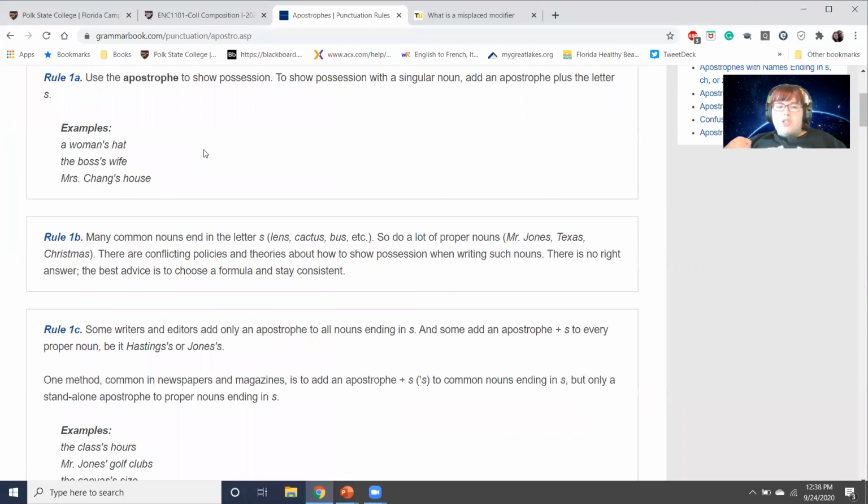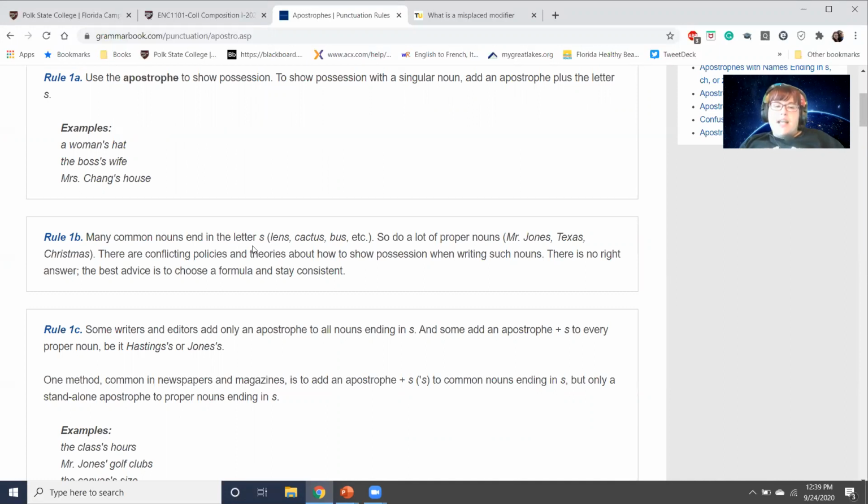Mrs. Chang's house. Sorry about the dog. So you get the point. If it shows possession. If you can't say it and it doesn't make sense, then you have just a plural noun. So like the boys ran, we can't say the ran of the boys. We just need a plural, boys.